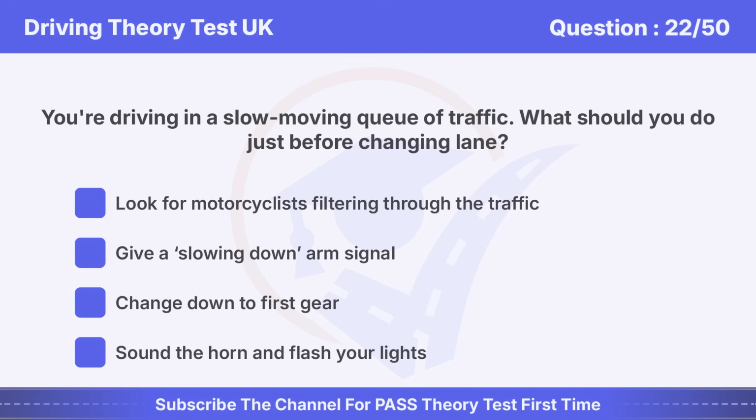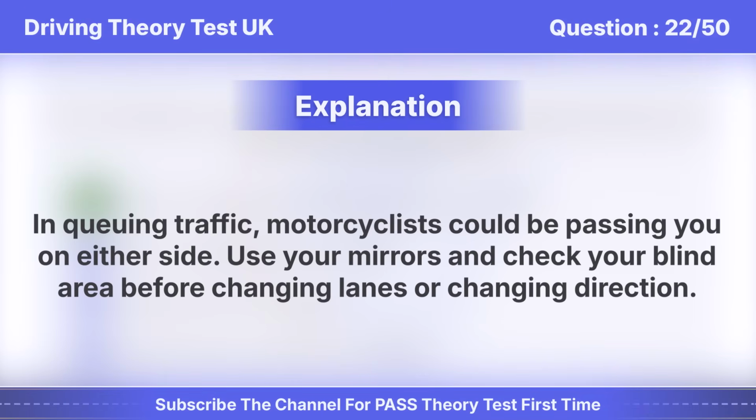Question 22. You're driving in a slow-moving queue of traffic. What should you do just before changing lane? Answer is A. Look for motorcyclists filtering through the traffic. In queuing traffic, motorcyclists could be passing you on either side. Use your mirrors and check your blind area before changing lanes or changing direction.